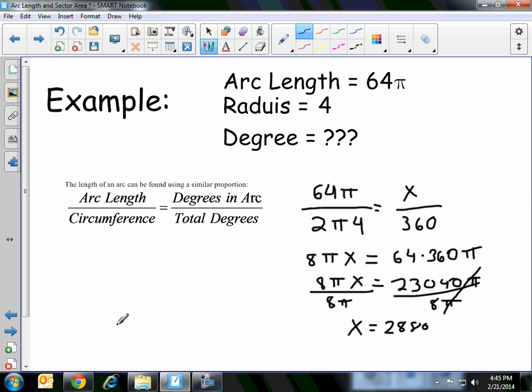So it's one of those problems where you would go around and around and around, because remember, 360 is what one circle is, so it would go around and around, and we get an answer of a very large number for the degrees.